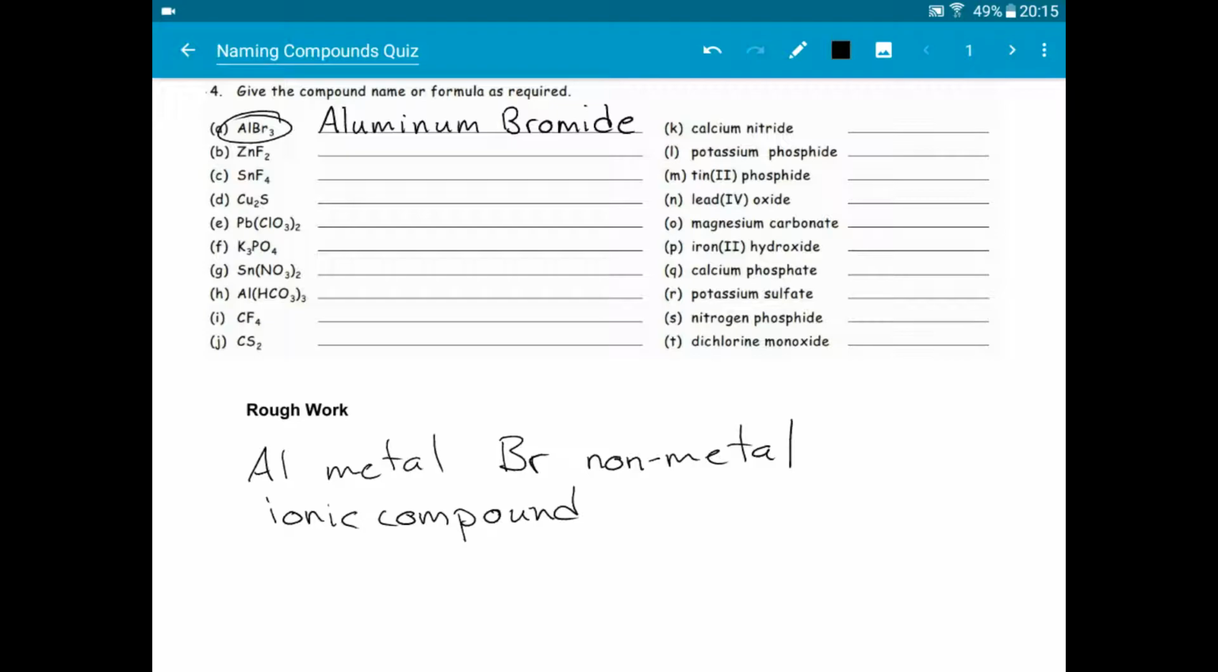Okay, let's go find something that's a little bit more difficult. So this is a polyatomic ionic compound. The ion here is more than one atom, so it's polyatomic. And so we have tin, Sn, and we have nitrate, NO3. And so we still have to look up the charges for those. We have a metal and a non-metal again, so we know it's ionic.